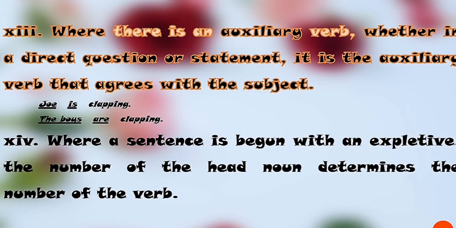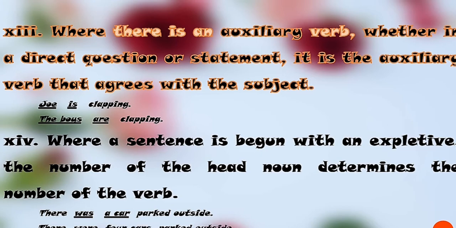Where a sentence is begun with an expletive, the number of the head noun determines the number of the verb. There was a car parked outside. There were 4 cars parked outside.